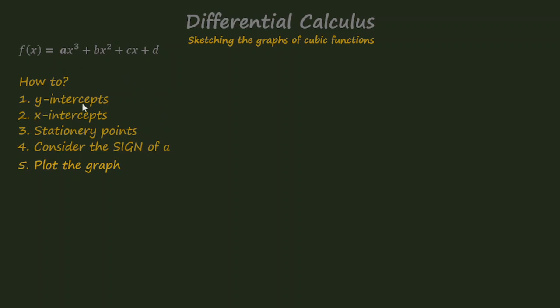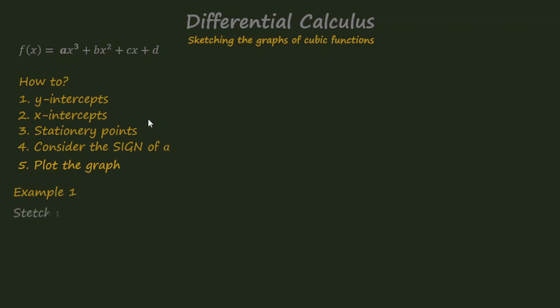We will find the y-intercepts, the x-intercepts, and stationary points, which we also call turning points. You can also call them local minimum or maximum. Then we will consider the sign of a. The sign of a tells us the shape of the graph. And then finally, we will plot the graph. Let us illustrate these steps using an example.